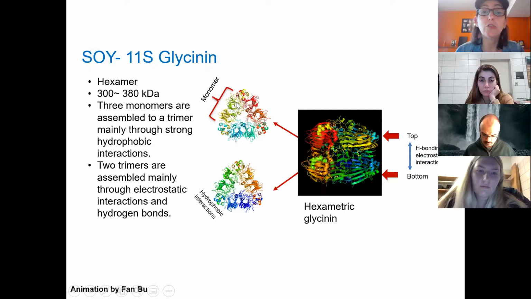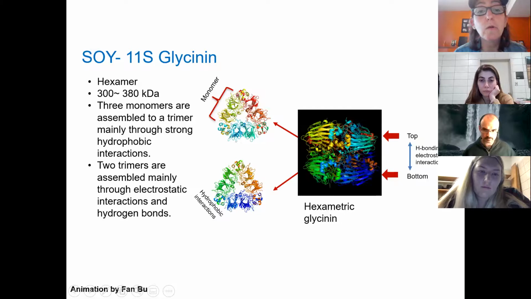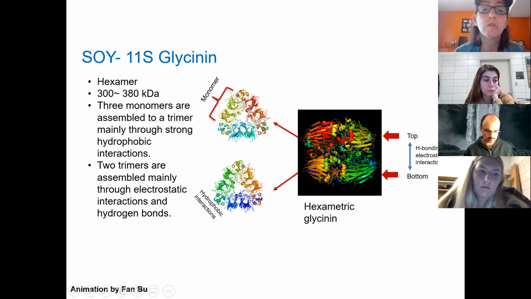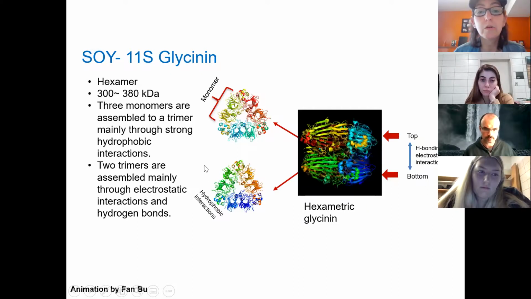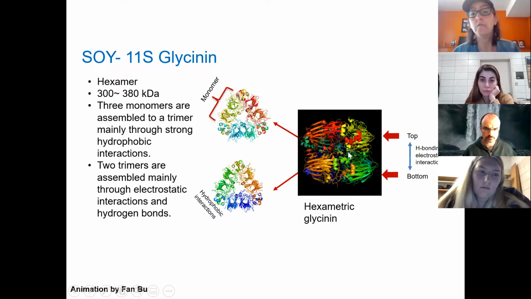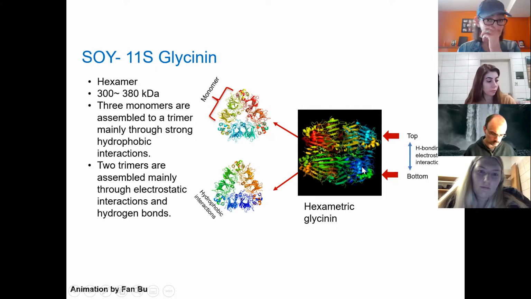And then you have your trimer. So this is one monomer. This one here is another one, and this is another monomer. So this is your trimer and another trimer that form a hexameric glycinin or legumin 11S.